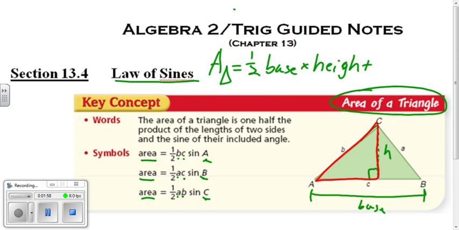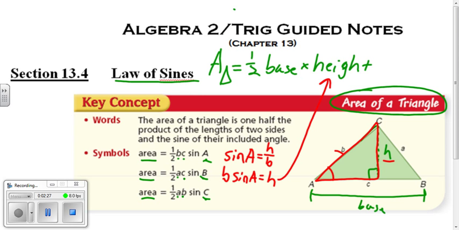in which case now we have a right triangle that we can be working from. In this right triangle, we have angle A, in which case we would say sine A is opposite over hypotenuse, so h over b, our height over our length b. And so if we wanted to solve for the height, we would say b times sine A equals our height. Put our height back into this place right here.